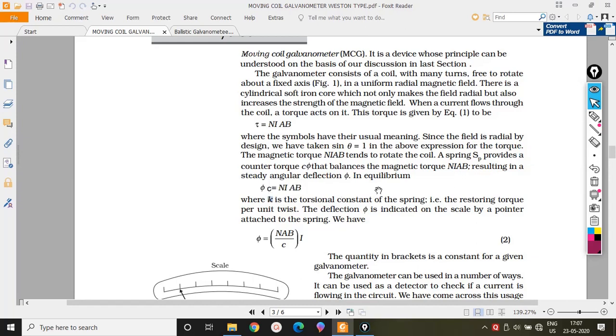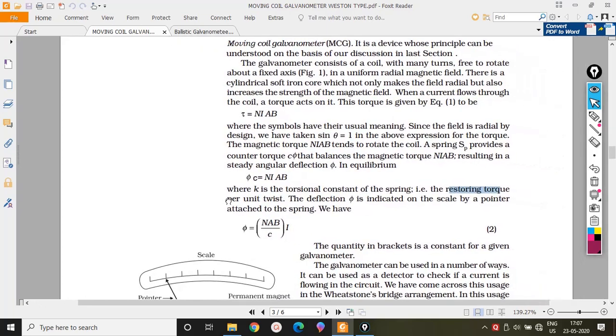C is the torsional constant of the spring, and torsional constant is defined as the restoring torque per unit twist, and the deflection phi is indicated on the scale by the pointer. So phi into C, that expression is for the counter torque. NIAB is your applied torque, and when you equate, you get phi equals NAB by C into I. That is, the more the current, the more the deflection.